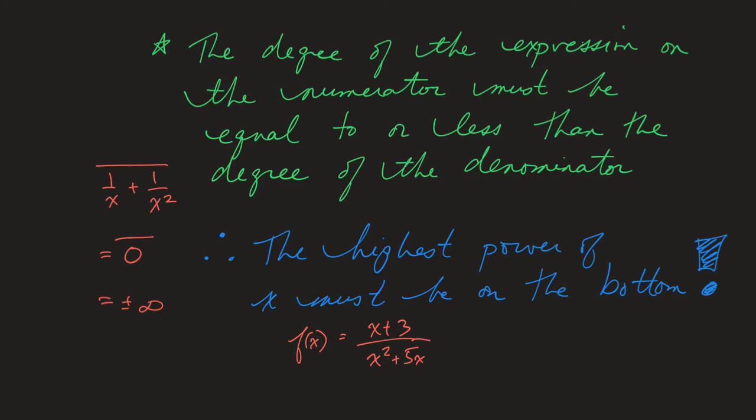If you answer the blue, that'll tell you whether there is a horizontal asymptote or not. Is the highest power of x on the bottom? Your answer is yes. Therefore, there is a horizontal asymptote.